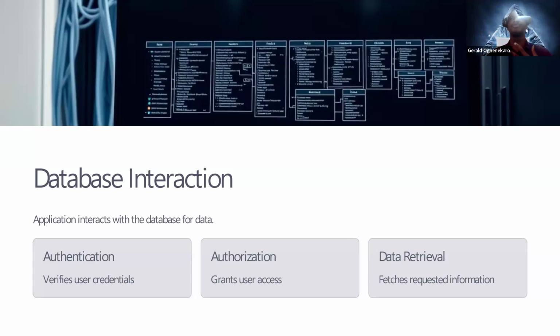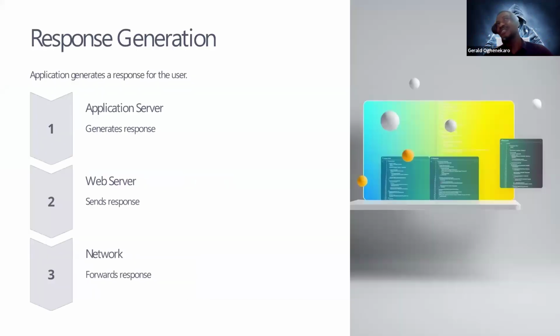So the application server issues authorization, and that authorization token, whatever it has been designed to be, would now be used to access and retrieve data resources that are meant for you as the user. It fetches it and sends it back. How does it get back to the user? The application server generates the response, sends it to the web server, and the web server sends the response back to your network.